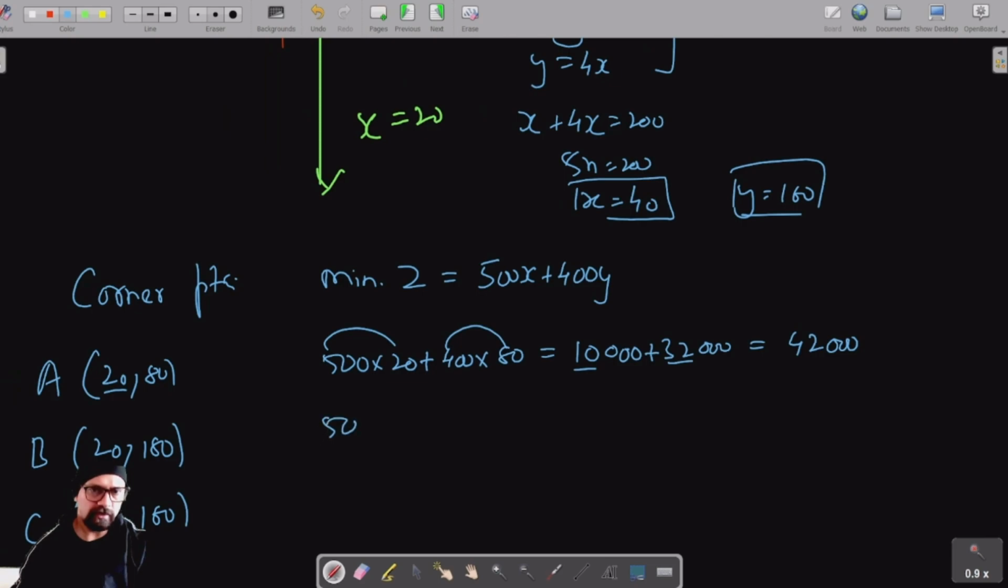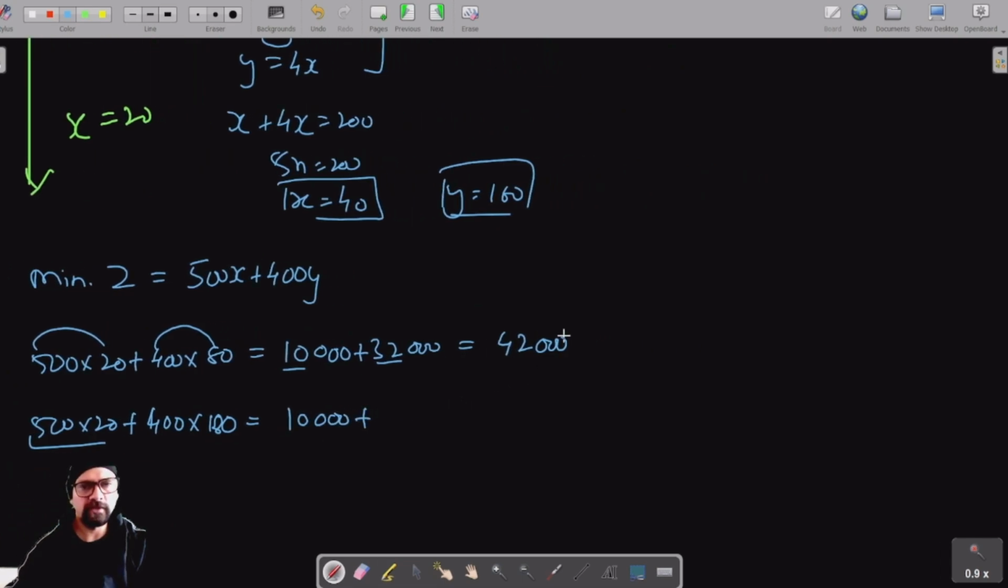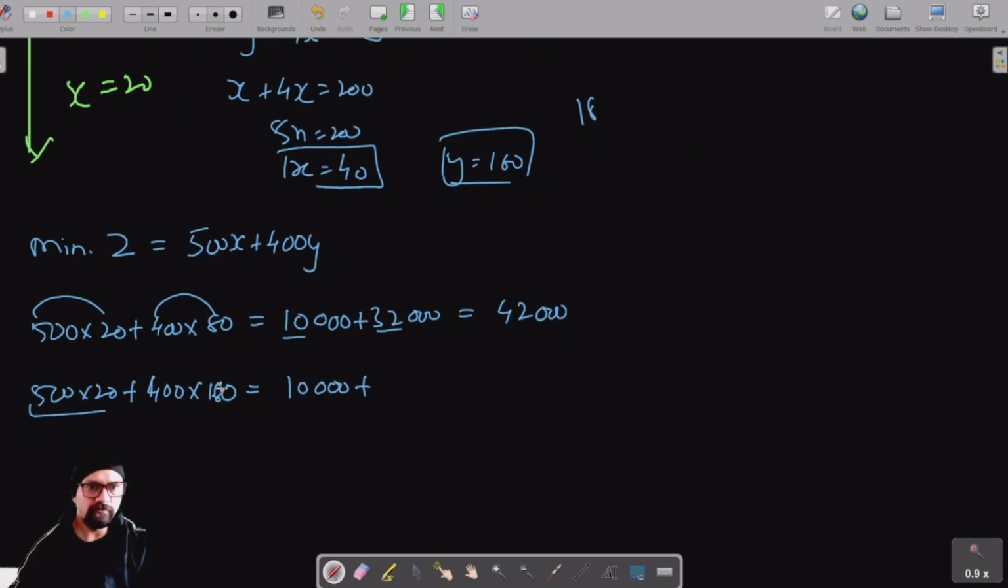Next is 500 into 20 plus 400 into 180. So 500 into 20 is 10,000 plus 400 into 180. It's 18 fours are 72, 72,000, which gives us 72 plus 10 is 82,000.